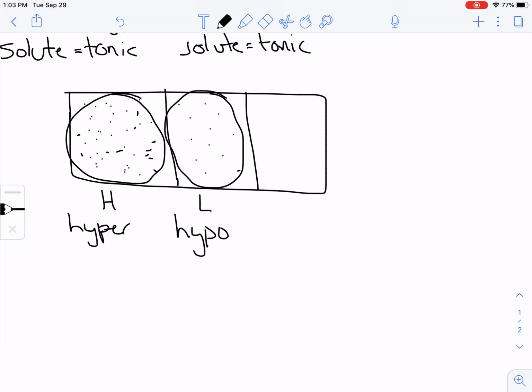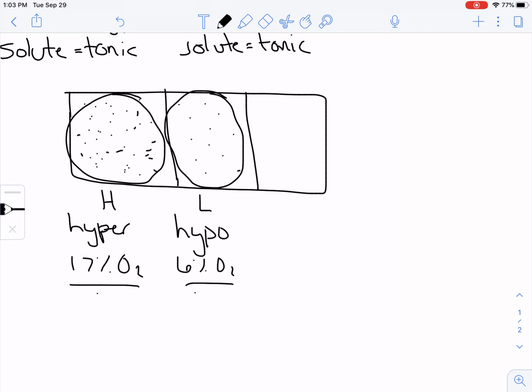So this one would be the hyper, and this one would be the hypo, right? And instead of doing pictures like this, I could give you percentages of things. Like let's say this side had 17% oxygen, and this side had 6% oxygen, right? This one has more than that one, so this one would be our hyper, this one would be our hypo.